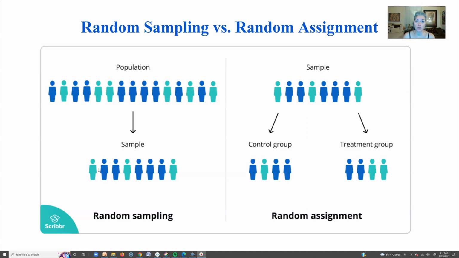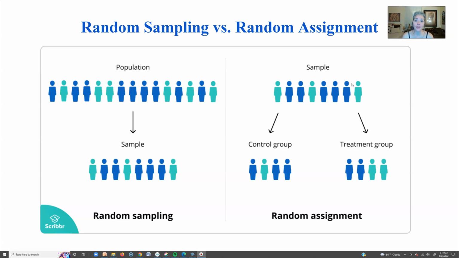But I do want to make sure I'm differentiating between random assignment, because people get them confused. Random assignment refers to the method by which we assign our sample participants to groups within the study. So we have an overall population from which we derive a sample. Then we have a sample in our specific study, and then we divide that sample into different groups, or we determine the sequence in which those individuals are exposed to our particular study conditions.